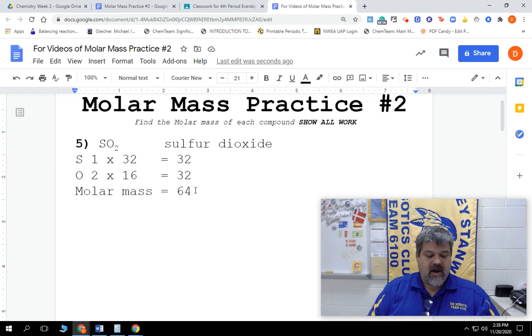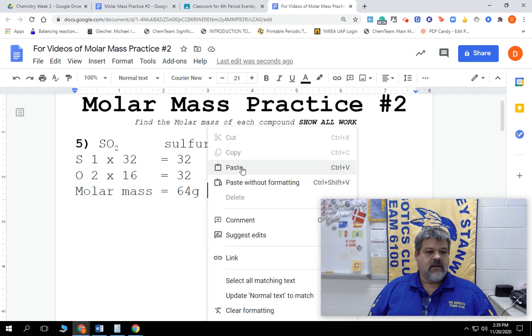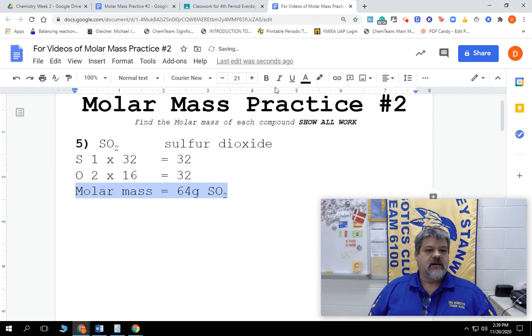Now we just put it in grams, and that's 64 grams of what? It's sulfur dioxide. I can either copy the name down or copy the formula down. So we're just going to copy that down, paste it, highlight it. We are done. There you go. There's the molar mass for sulfur dioxide, which is 64 grams. That's it. We did the molar mass for practice number 2, problem number 5.